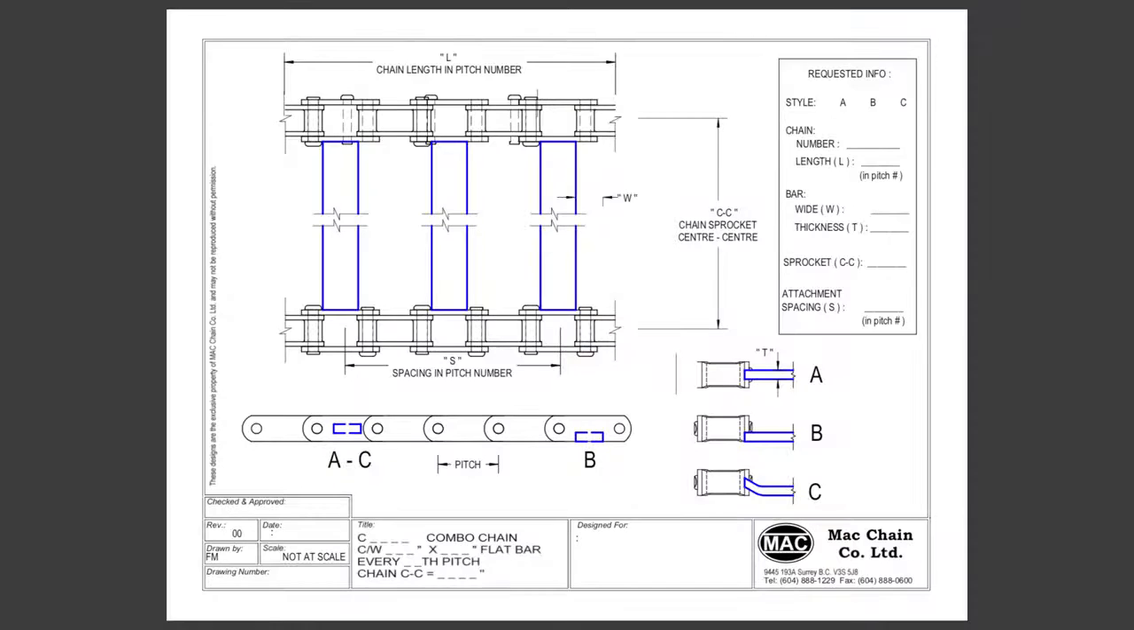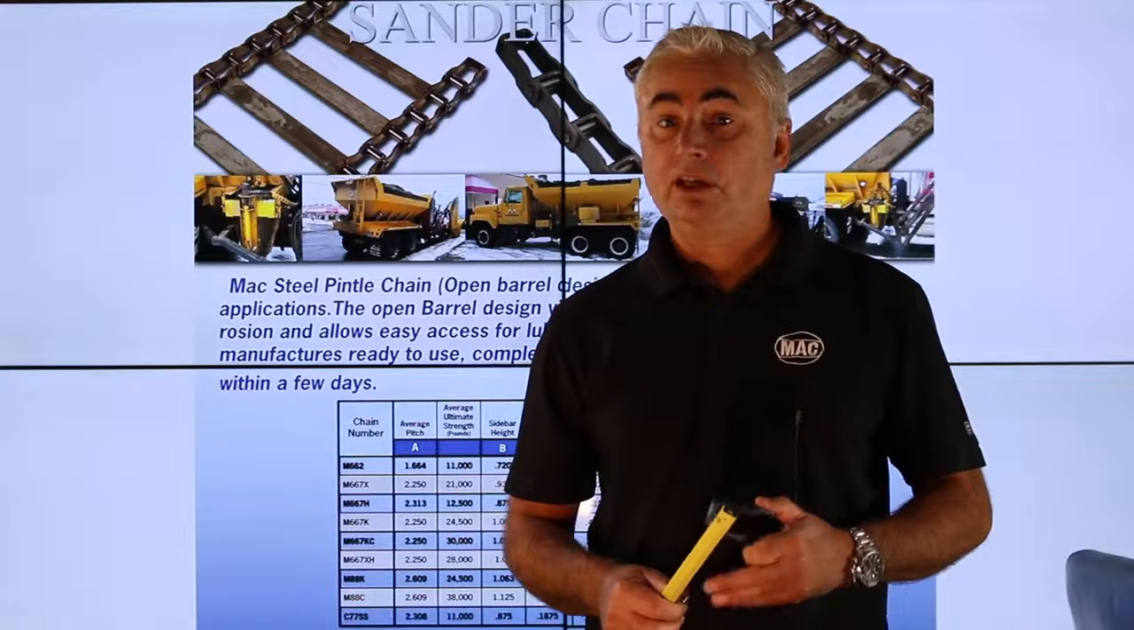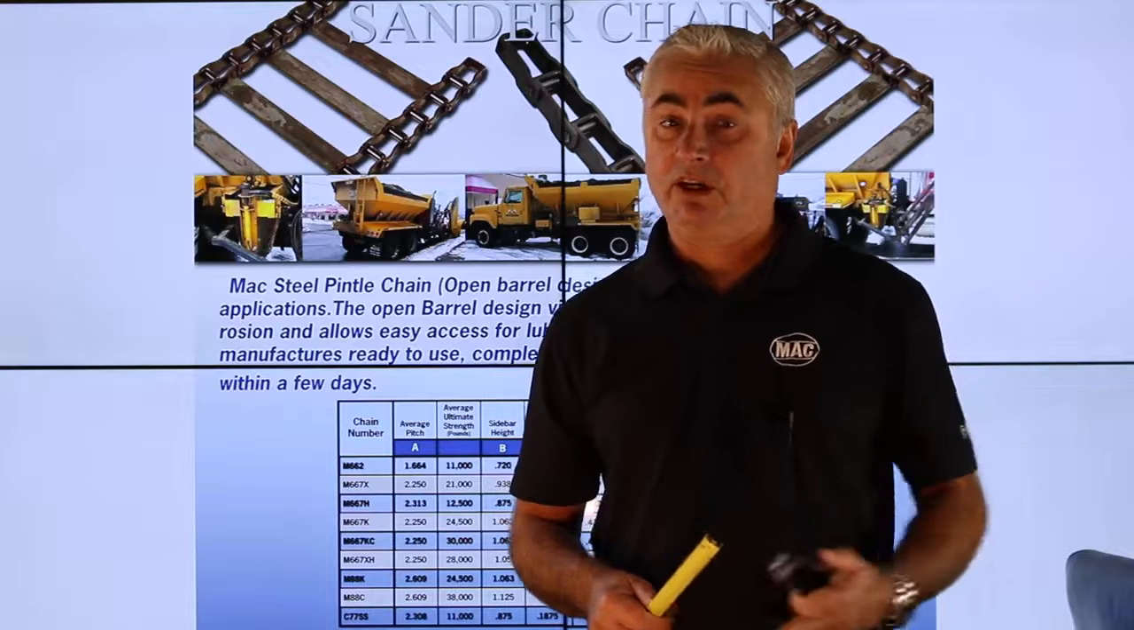In your application, you might not have a pintle style chain at all. You may have a straight sidebar cast combination chain, like a C77 or a C188. We have a chain guide for those chains as well.